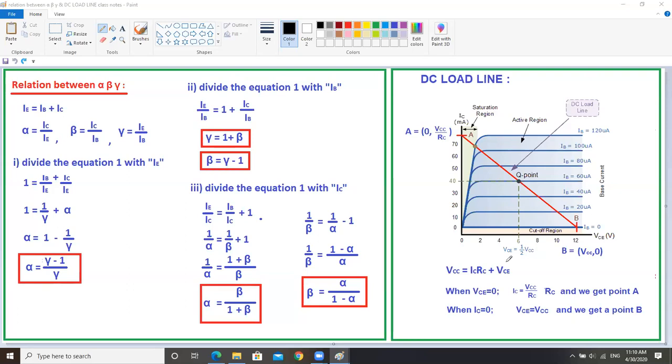Now, in the first case, keep VCE equal to 0. If you keep VCE equal to 0, then you are going to get a point on the y-axis. Listen carefully. If you keep this voltage equal to 0, then you are going to get 1 point on the y-axis, nothing but IC. When VCE is equal to 0, from this equation you get IC is equal to VCC by RC. Assume this as point A.